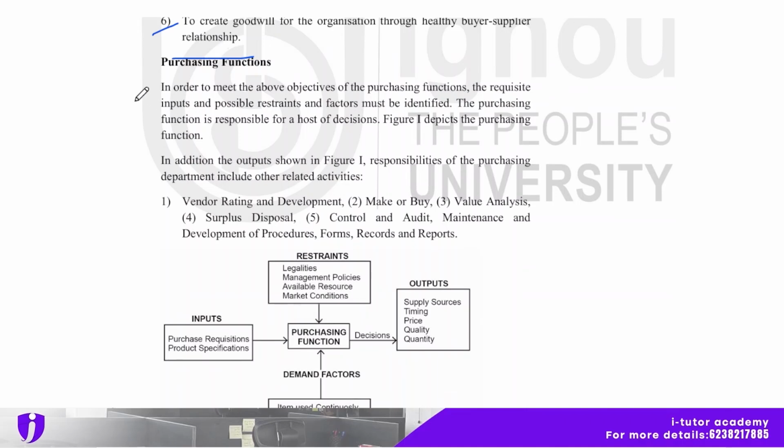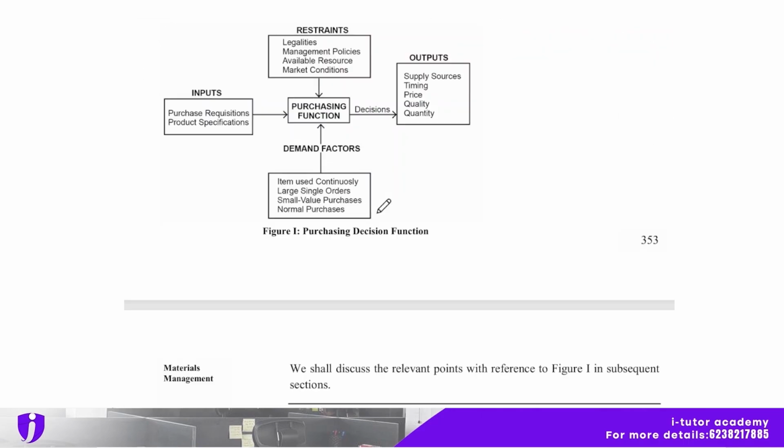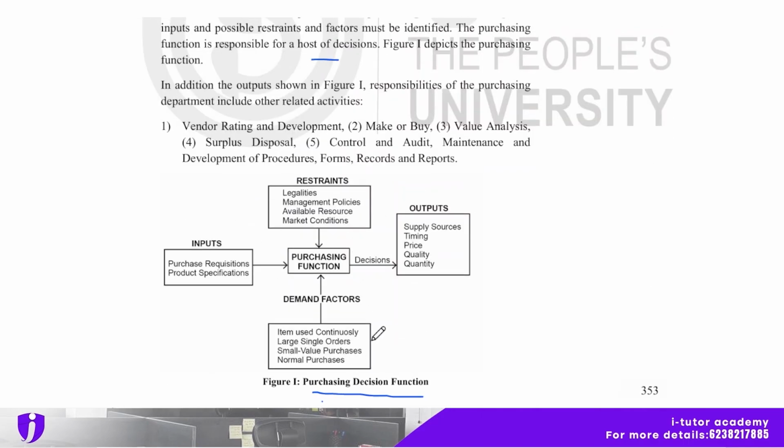In order to meet the above objectives of the purchasing functions, the requisite input and possible restraints and factors must be identified. The purchasing function is responsible for a host of decisions. So figure 1 is here, purchasing decision functions. Okay, these are the functions.